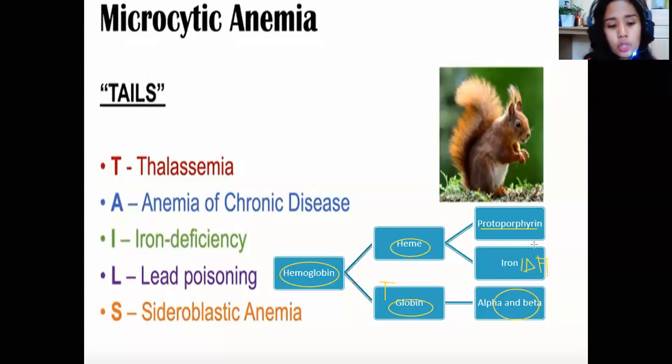Lead poisoning. It inhibits your D-ALA dehydratase and ferrochelatase. So there's something wrong with heme synthesis here. The result is a small red blood cell, or microcytic red blood cell. And we have sideroblastic anemia. Your iron cannot attach to a normal protoporphyrin, or there's a lack of a normal protoporphyrin, wherein your iron satellites around the nucleus of the red blood cell. So that's sideroblastic anemia. Yan ang tails.